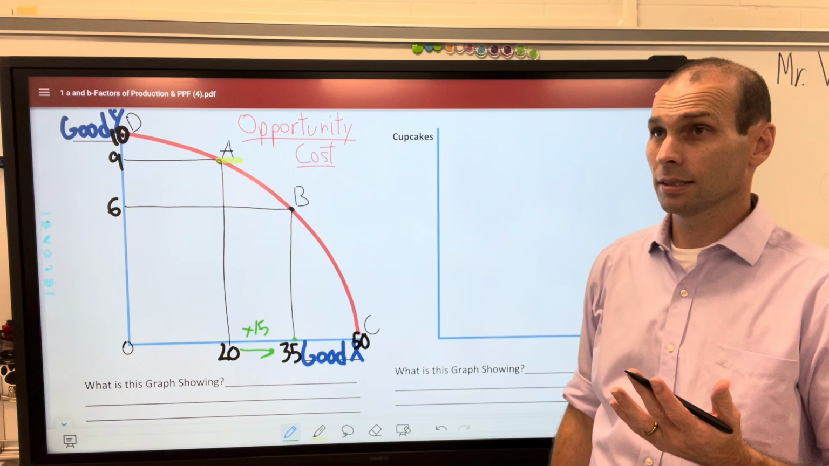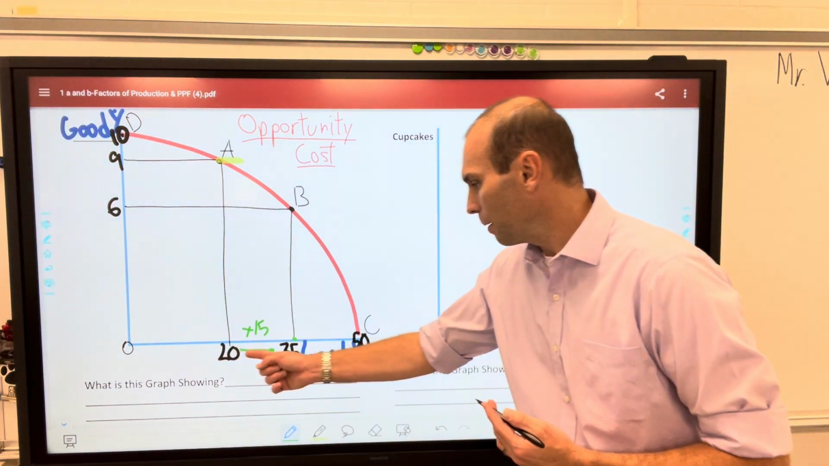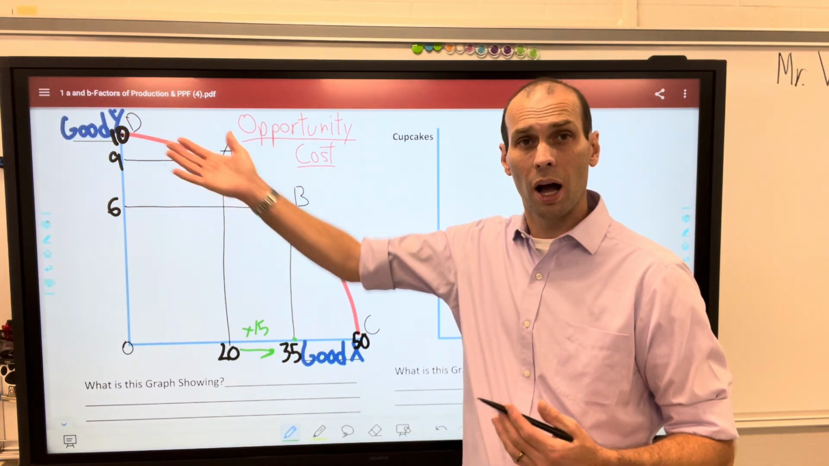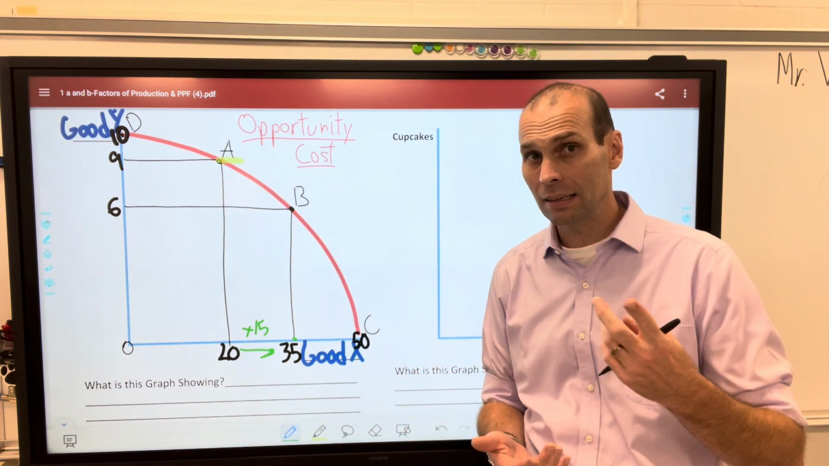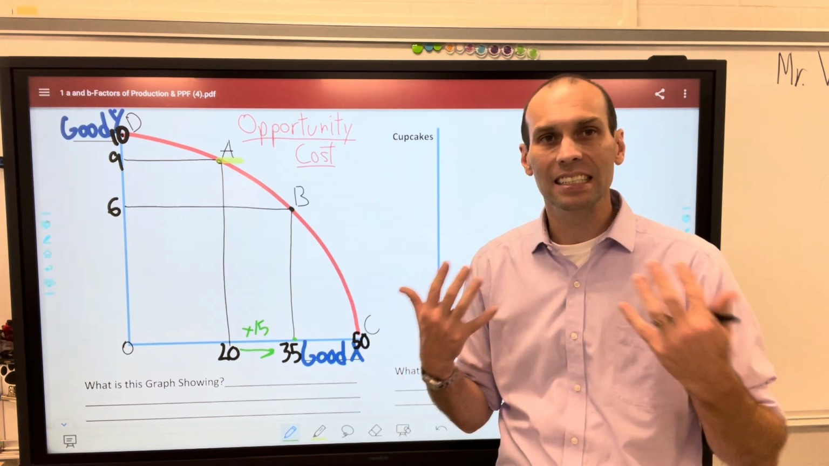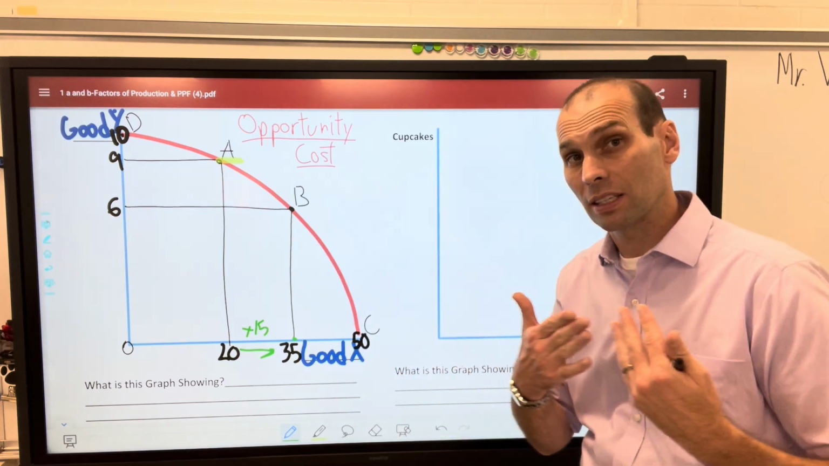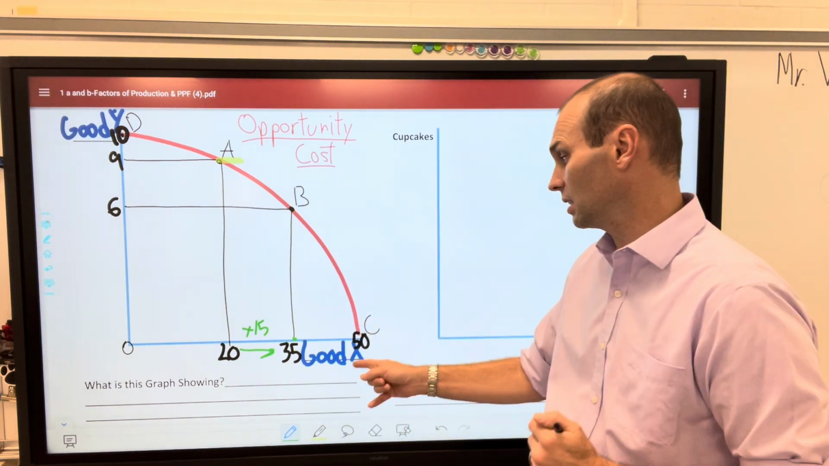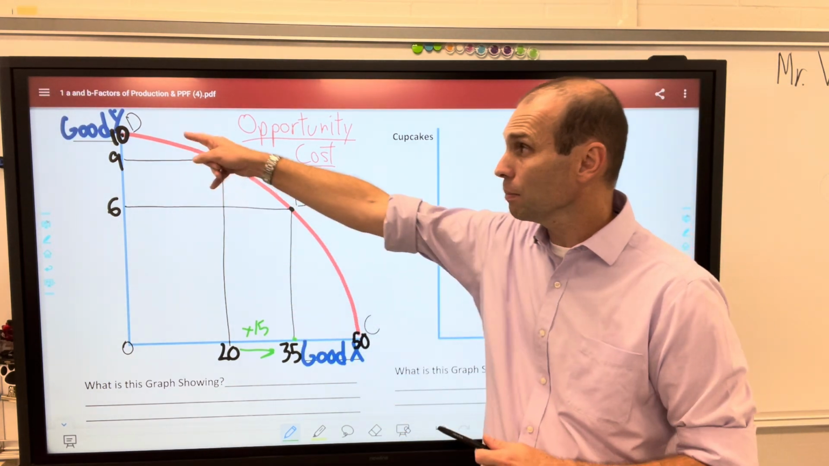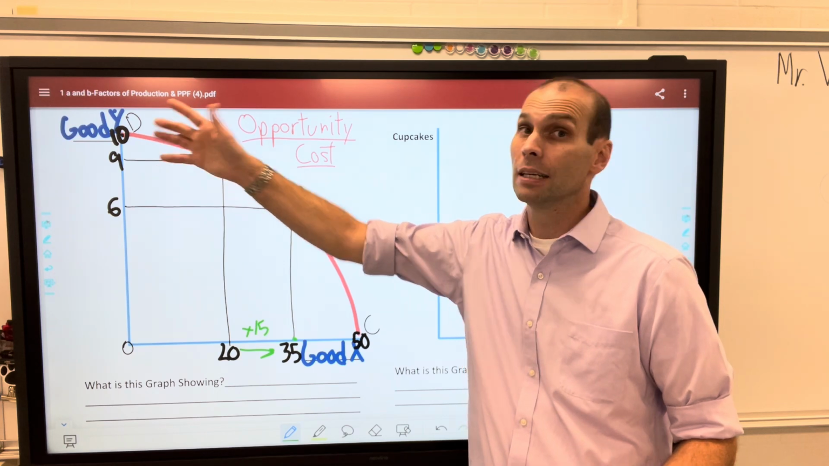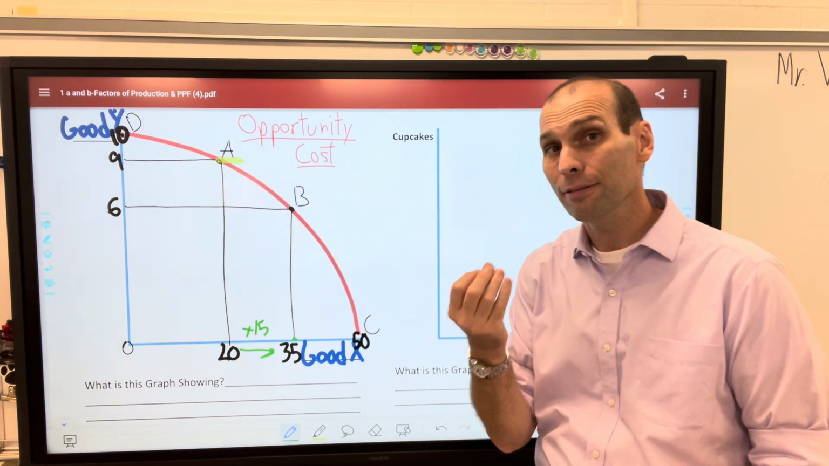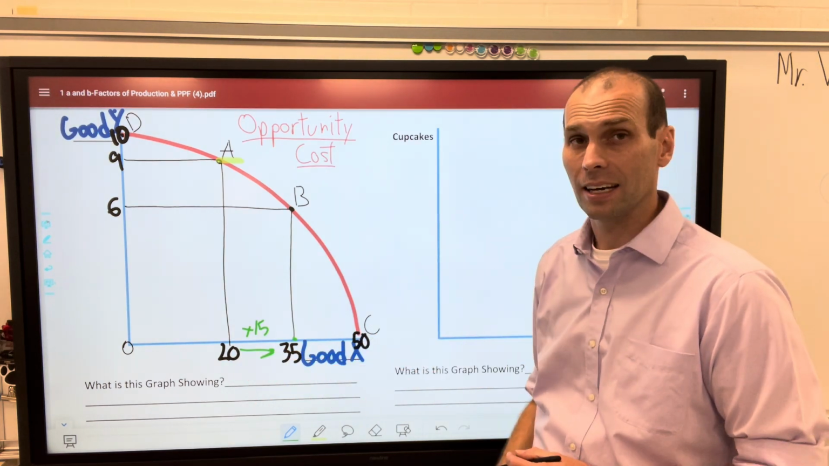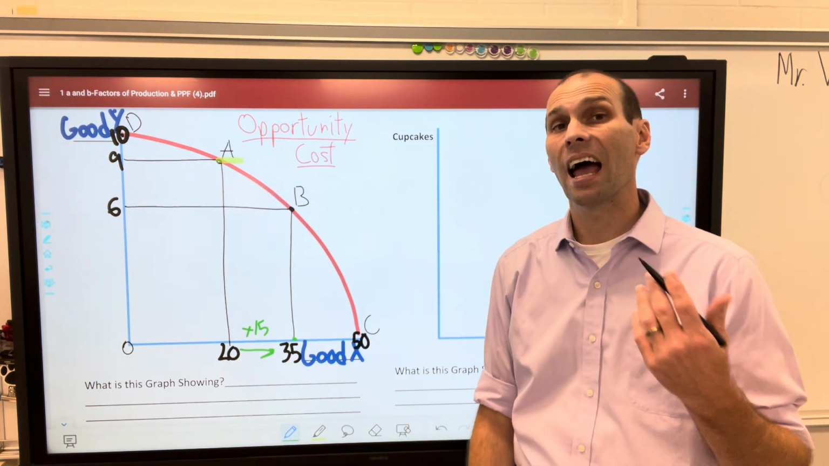Okay, but what do I do next? Well, hold on. If I make more good x, I can't make as much good y. I have limited resources. My land, labor, capital, the things I need to make stuff, if I direct more workers and more resources and more land and more factories to making this good, I can't make as much of the other. So I've got to give up something to get something. So to get more of good x, I sacrifice how much good y?